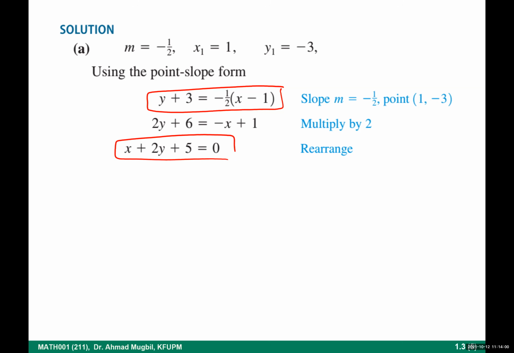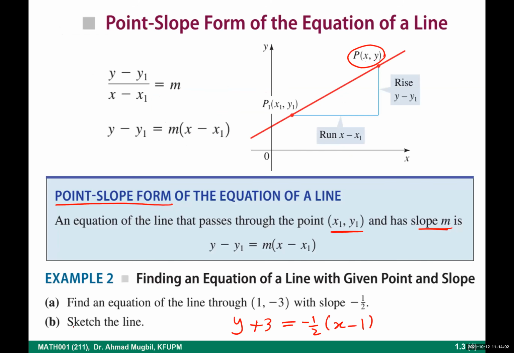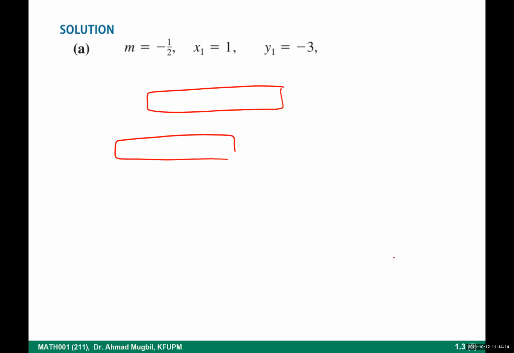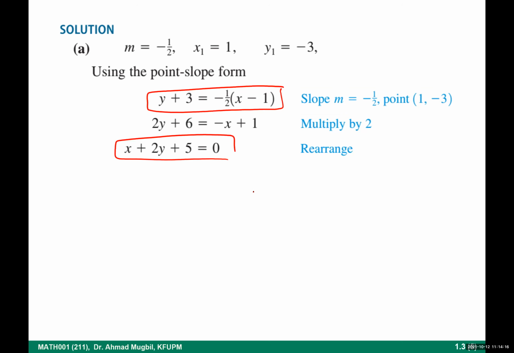Now, look at part B. In part B, he asked to sketch the line. Can you sketch the line if you have a point and the slope? Yeah. How to do that? Write the first point and the next one. We will draw a line that is passing through the point (1, -3). Here we are. Then what will we do?